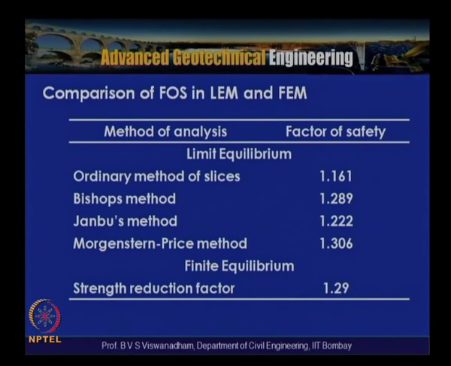So what does it imply is that if you look at the slope with a factor of safety 1.2, if you go with the ordinary method of slices, we tend to be more conservative. But if you adopt say Bishop's method or Morgenstern-Price method, it indicates that the slope will be stable up to a factor of safety of 1.3. So this is the advantage of the different methods. So the comparison is shown here in this particular slide.